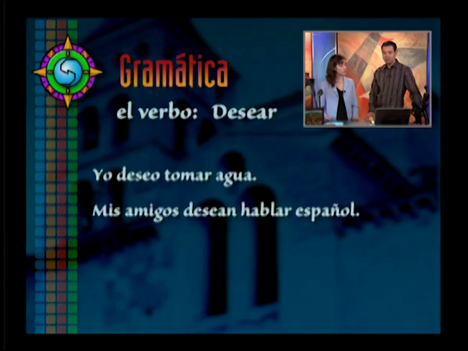All right, let's look at another one. Muy bien. Mis amigos desean hablar español. Bien. They want to speak Spanish. Very good. And the same thing. Again, you have desear, which is already conjugated. It agrees with amigos. And hablar is left untouched. It's not conjugated.